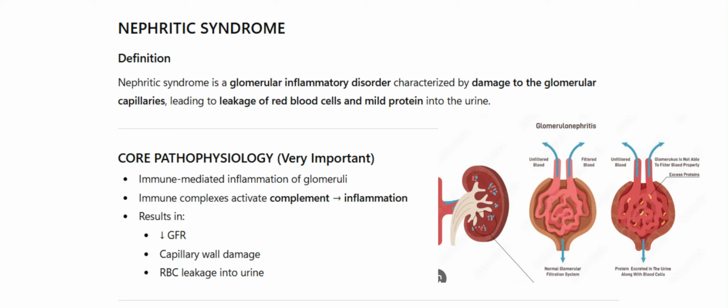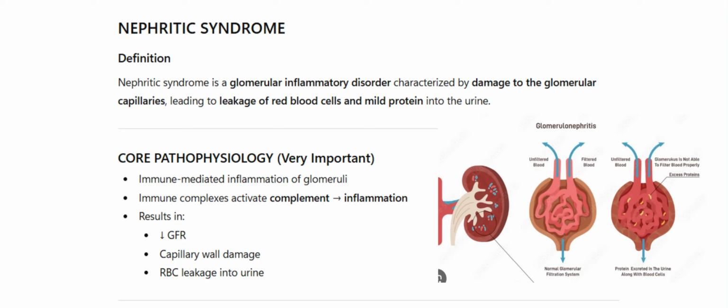Normal glomerular function. Brief recall. Under normal conditions, the glomerulus acts as a selective filtration barrier. It allows water and small solutes to pass, while retaining red blood cells and large proteins within the bloodstream. In nephritic syndrome, this barrier is damaged due to inflammation, leading to abnormal leakage.